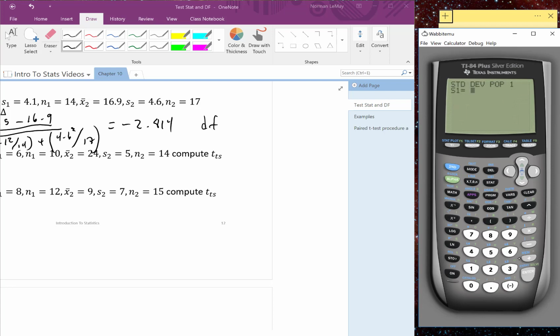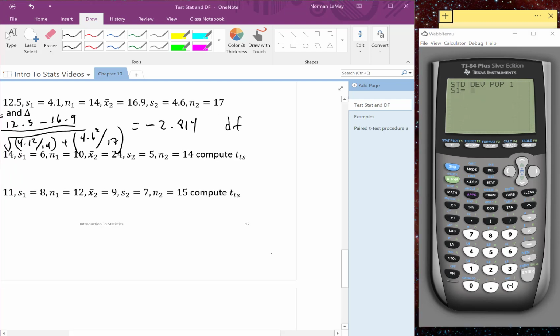Press enter again. Notice that this is asking for the standard deviation of the first population. If we come over here, we can see that the standard deviation is 4.1. So we just enter that. Now it's asking for the sample size, so we type in 14. Now it's asking for the standard deviation for the second population, 4.6. And then the sample size for the second one, we enter 17. Press enter. So we get our degrees of freedom of 28. So that's all there is to it.